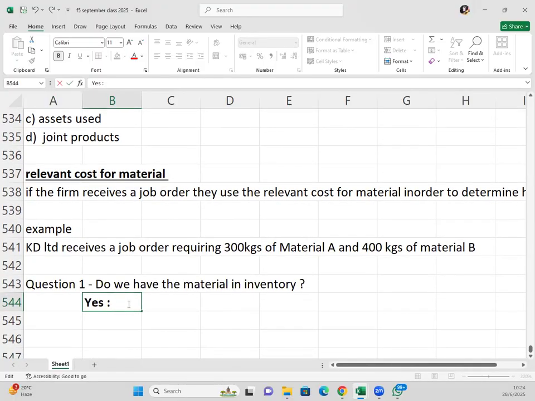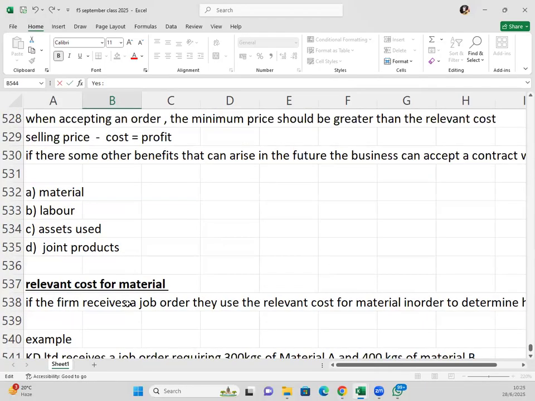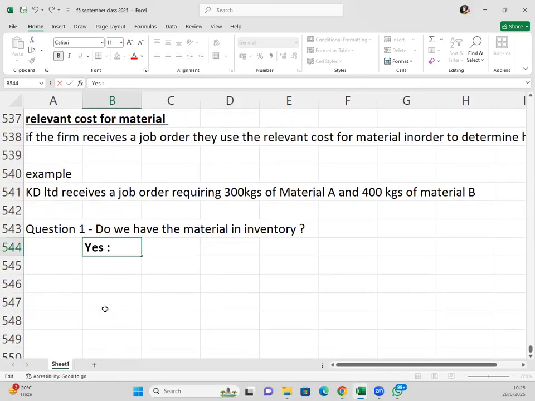So we are now looking at relevant cost for material. After you've received an order to produce certain units or a certain product, you need to consider how much is the cost for material. When you're considering the cost for material, you only consider the relevant cost. The relevant cost for material, before you can say this cost is relevant, you ask yourself a number of questions. The first question is, do we have the material in inventory? The answer is either yes, we do, or no, we don't.